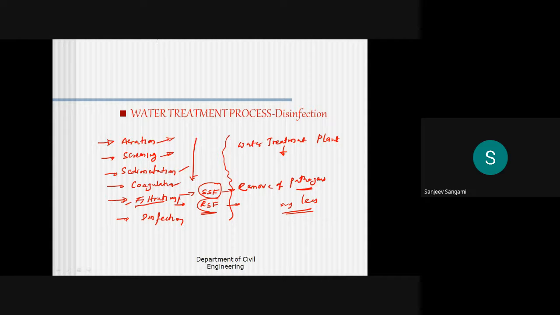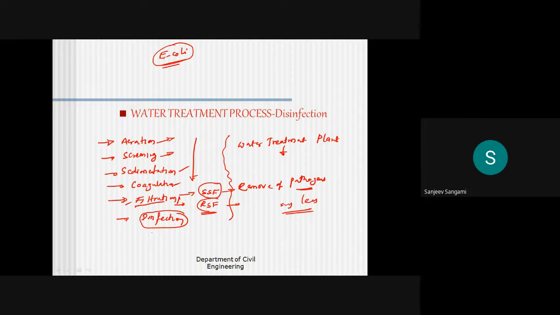For example, if E. coli is there, E. coli is one bacteria which is responsible for causing dysentery. If you drink E. coli containing water, the dysentery will start. This will escape even during the rapid sand filtration process. Then how to remove this? For that we have to provide one disinfection unit after the filtration process.